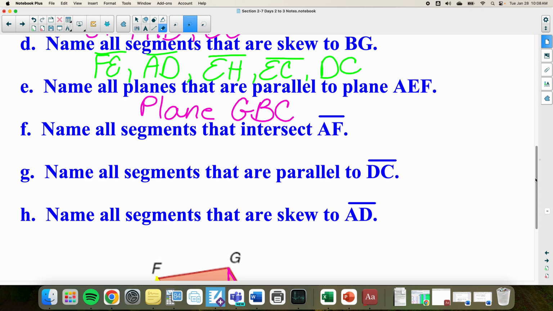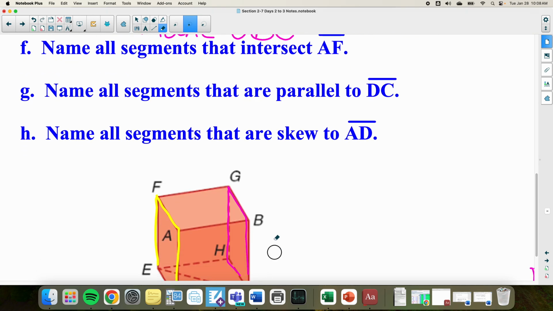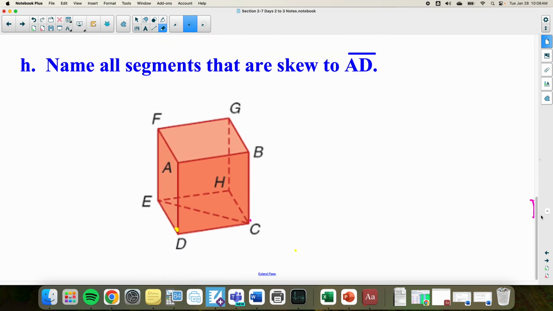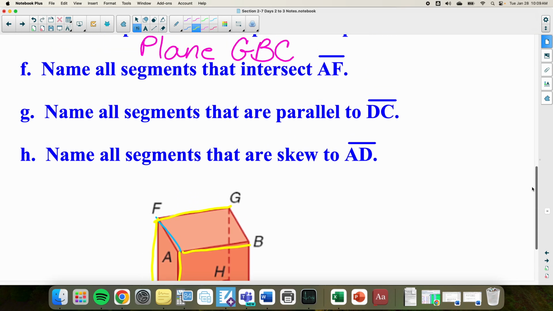Alright, now if we go down below, it says name all segments that intersect AF. So AF is right here, okay? We want everything that touches it. D, A, E, F, G, F, and C. So we're looking for what touches the blue line. Do we have all of them? Yes. Okay. So let's write those.